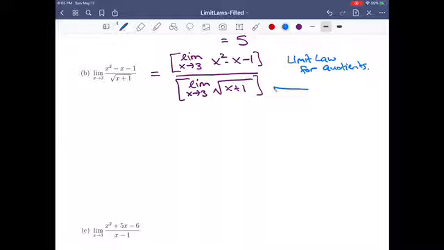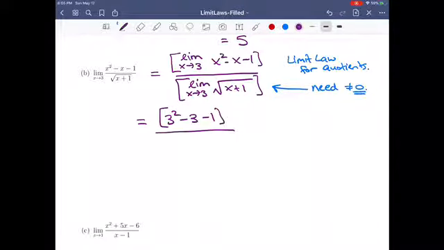Okay, so we need this bottom limit to not be 0. So we're going to want to make sure that it doesn't end up being 0. When we're doing the top limit, this thing is a polynomial, so we can just plug in 3. So that's going to be 3 squared minus 3 minus 1. Okay, so that's what that top limit equals.